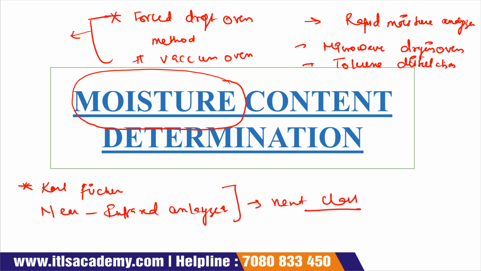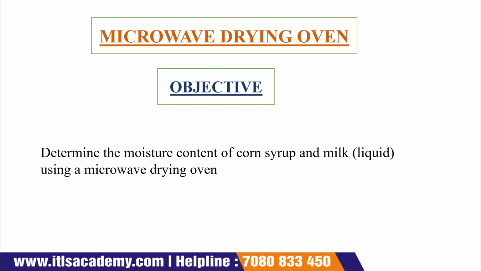Okay, so first of all, we are going to see what the microwave drying oven method is. What is moisture content? This was already discussed, and the video related to this topic is already uploaded in our account. You can go and watch it. Now come to the next slide. Microwave oven. The main objective of this microwave drying oven method is to determine the moisture content in corn syrup and milk by using this microwave drying oven.